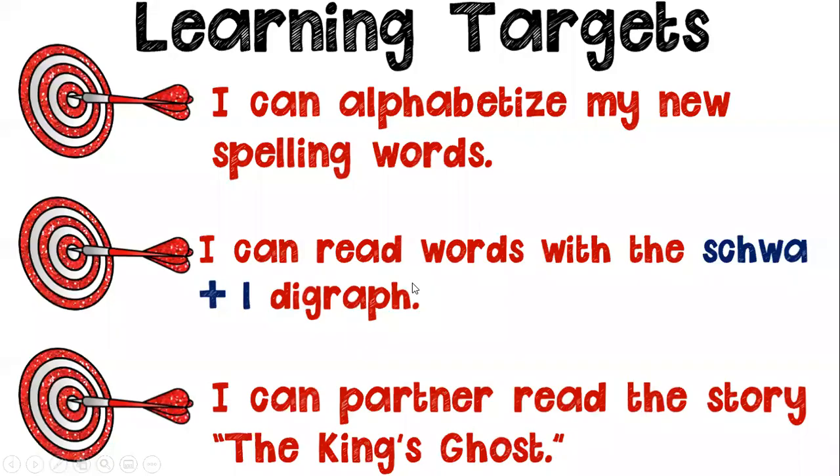Today, our learning targets are to alphabetize our new spelling words. So we're going to work on the ABC order again. We're going to read words with the schwa plus L digraph, and we're going to partner read the story The King's Ghost.